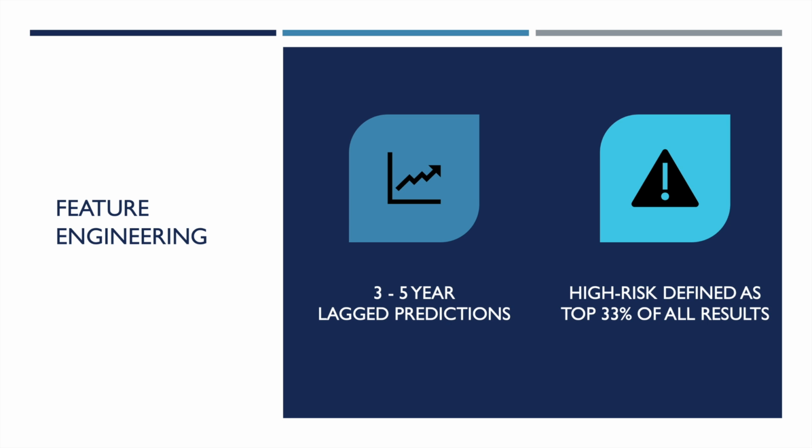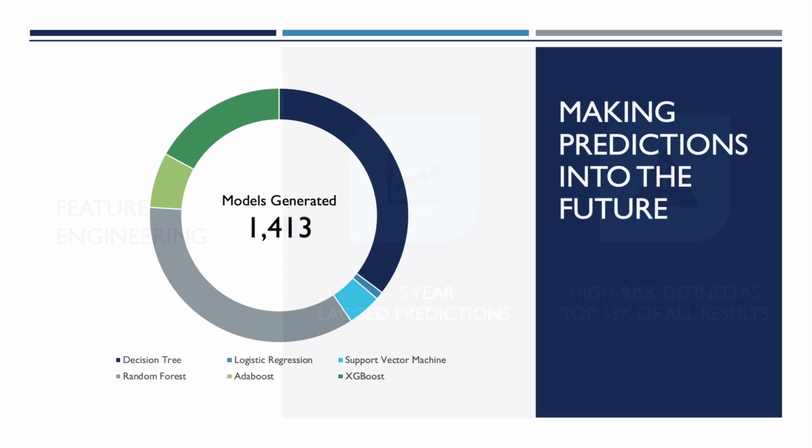So, how do we go about this? Well, 6 different model types were used to make predictions, with 1,413 variants of those models. Each variant was tested on 5 cross-sections of the data to ensure no model achieved higher performance scores due to random chance. The top performing model of each type was then tested on a subset of data that none of the models had seen before.